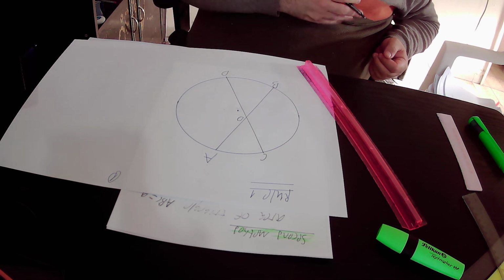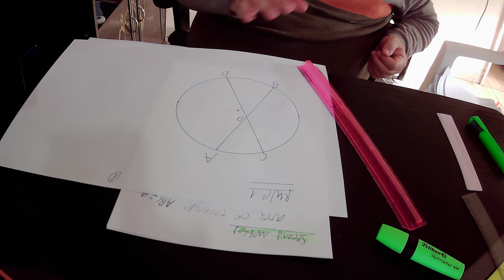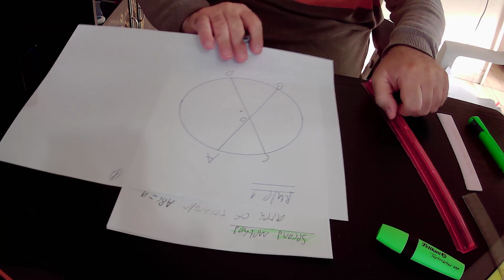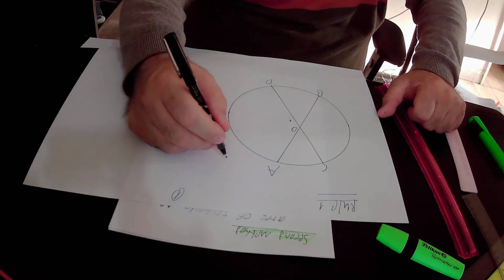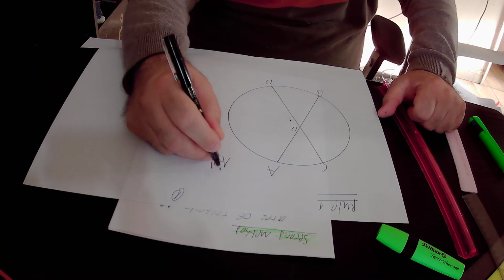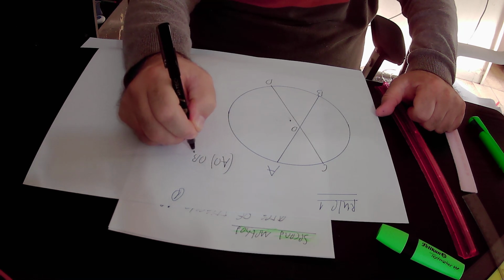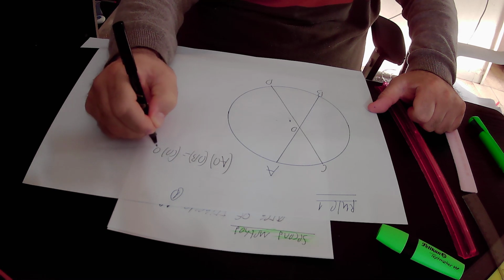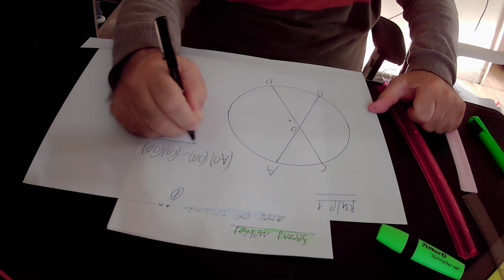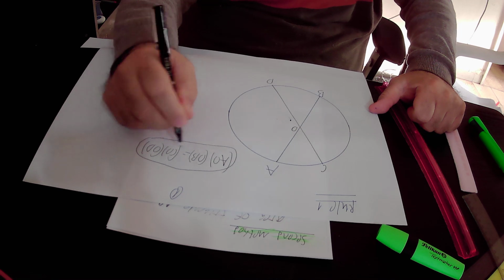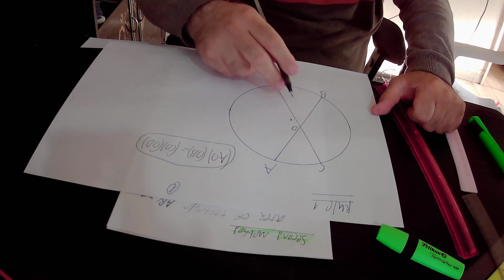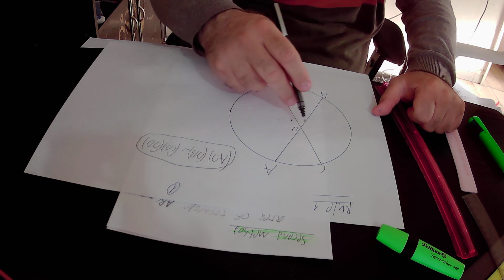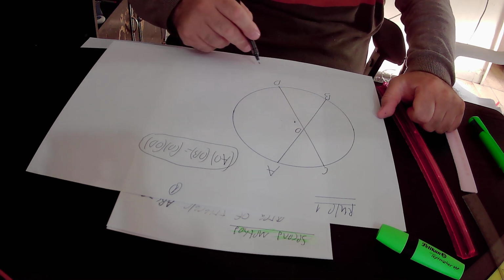Then according to rule number 1, if this is the data that has been given to us, then the following equation is true: AO times OB equals CO times OD. I repeat again, if chord AB intersects with chord CD at point O, then AO times OB equals CO times OD.